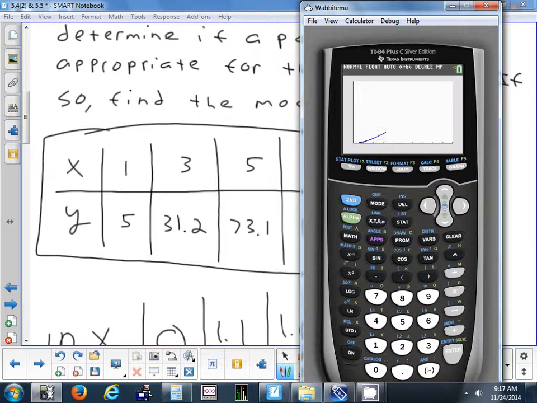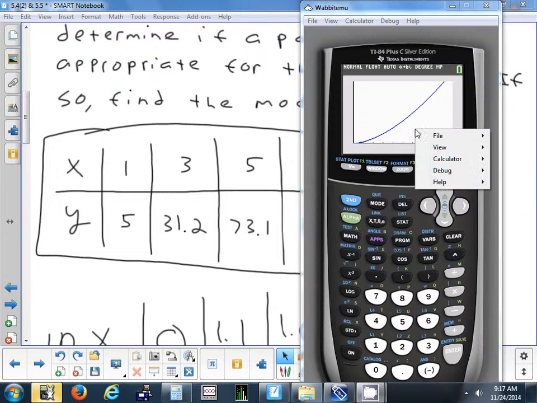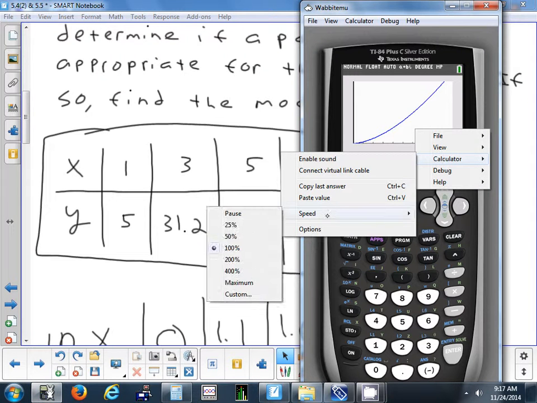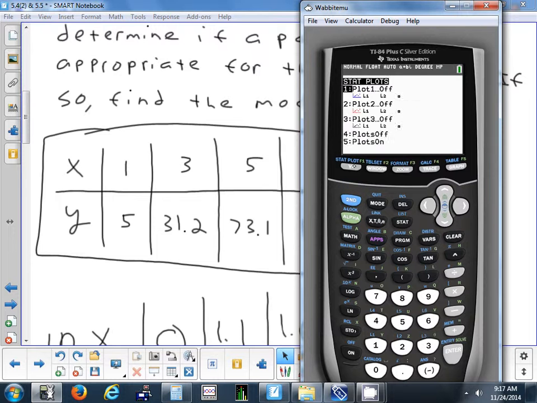And I got to turn my stat plot on. Right, so if I turn on one of the stat plots, it's going to use the L1s for x, the L2s for y. Since my line is in blue, let's do the points in red. Do something different. And we found the curve that goes perfectly through those data points.